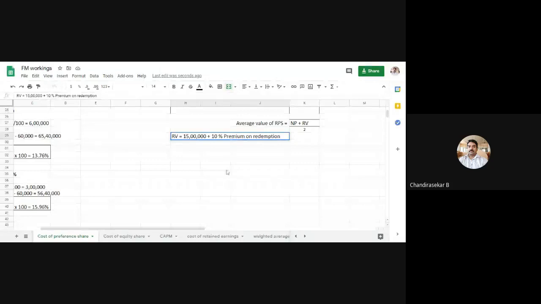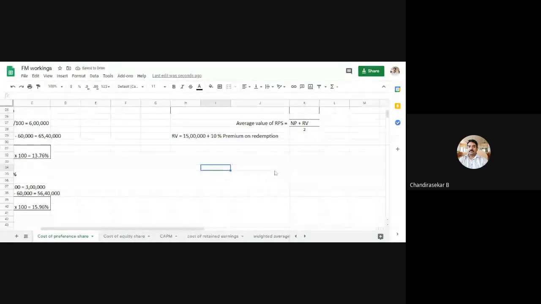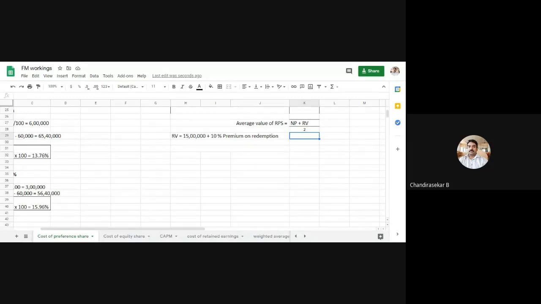The average value of redeemable preference share says how much net amount you have collected from the market, plus how much you have to pay back to the preference shareholders after 20 years. Net proceeds means how much you have collected from the market. If you take the average, you will get the average value of redeemable preference share. So how much is the redeemable value? 15 lakh plus 10% is 16 lakh 50,000. 16,50,000 rupees. This is the redemption value, right?